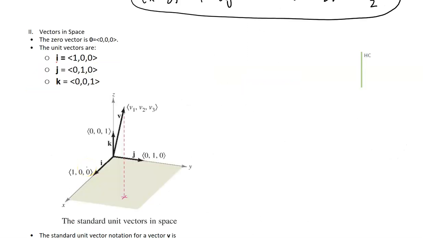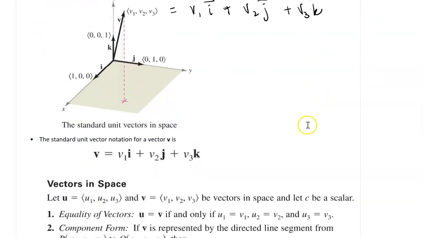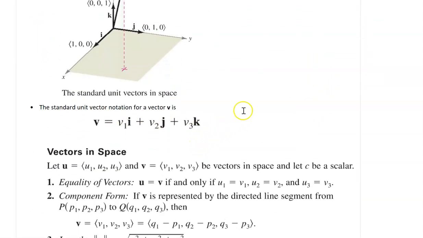Another concept that extends to 3 space are the standard unit vectors. So the 0 vector, of course, is the vector containing the coordinates 0, 0, 0 for its components. And keep in mind this is a vector here. I is 1, 0, 0. J is 0, 1, 0. Those are both in the xy plane here. K is the unit vector along the z-axis, so that's going to be 0, 0, 1. And anytime you have a vector in 3 space, v1, v2, v3, that's going to be v1i plus v2j plus v3k. The standard unit vector notation for a vector v.